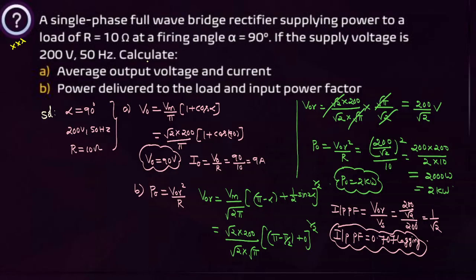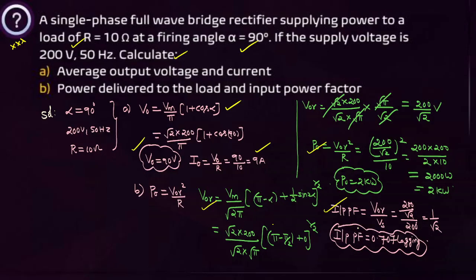Yeah, this problem you have to practice. Here it is given: single phase full wave bridge rectifier supplying power to a resistive load of 10 ohms. Firing angle is given 90 degrees. If the supply voltage is 200 volts 50 hertz, calculate average output voltage. In full wave rectifier, average output voltage is Vm by pi into 1 plus cos alpha. Substitute firing angle 90 degrees, we get the average output voltage. You have to calculate average output current, students. Then if it is asked what the output power, to calculate output power with respect to resistive load, first we have to calculate RMS value. Once you know the RMS voltage, substitute here, then we can get the expression for output power.